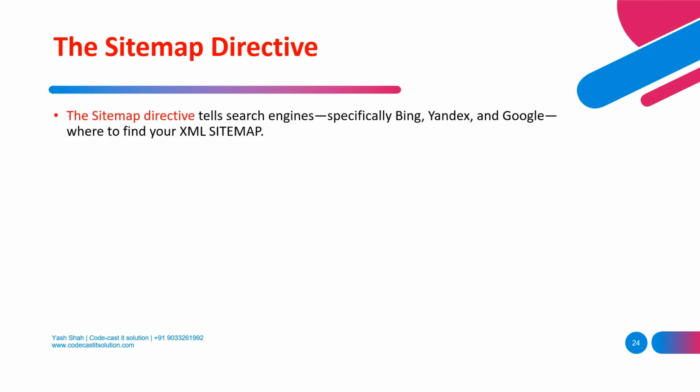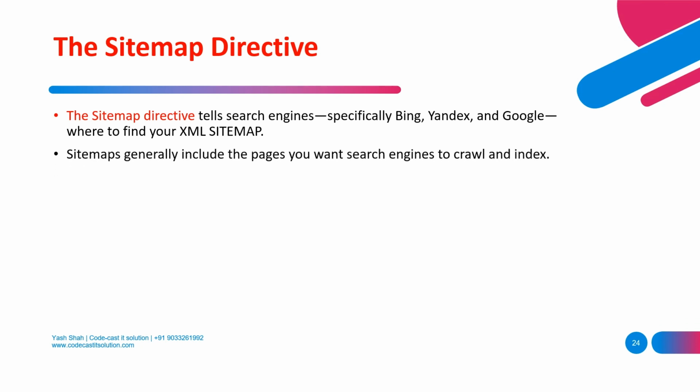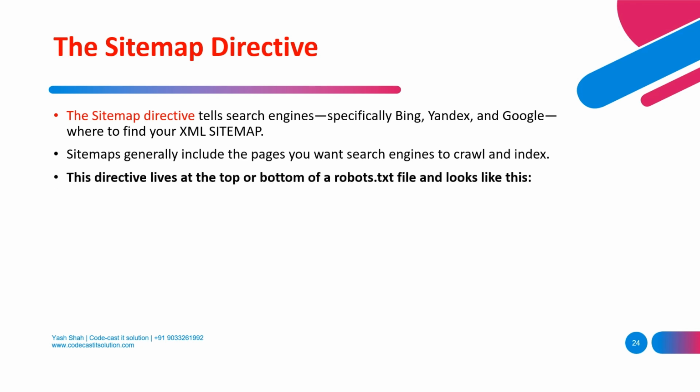The Sitemap directive tells search engines, specifically Bing, Yandex, and Google, where to find your XML sitemap. Sitemaps generally include the pages you want search engines to crawl and index. This directive lives at the top or bottom of a robots.txt file and looks like this.